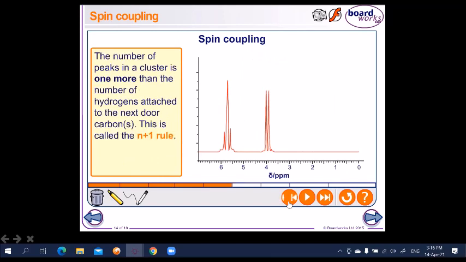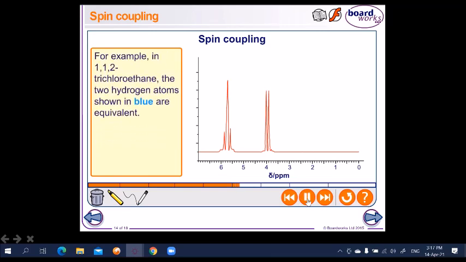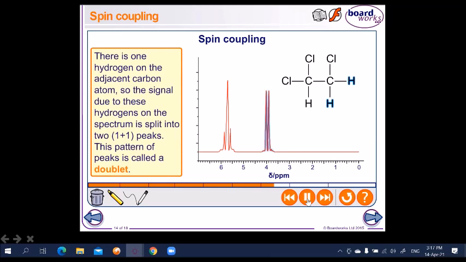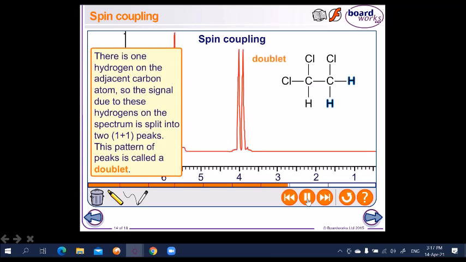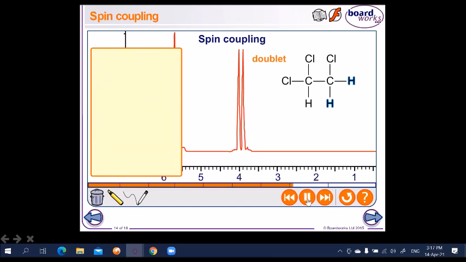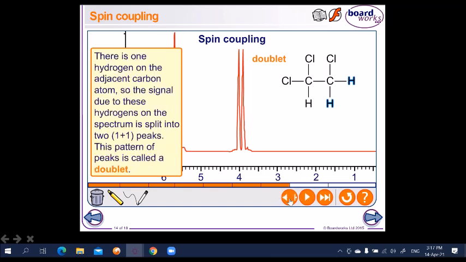Okay, so we're starting over here, the n+1 rule. For example, in 1,1,2-trichloroethane, the 2 hydrogen atoms shown in blue are equivalent, right? And there is 1 hydrogen on the adjacent atom. So the signal due to this hydrogen would be a doublet. Sorry, we skipped that a little bit.